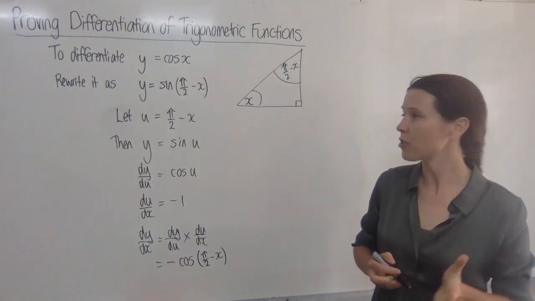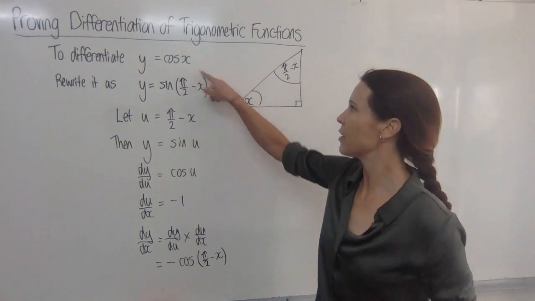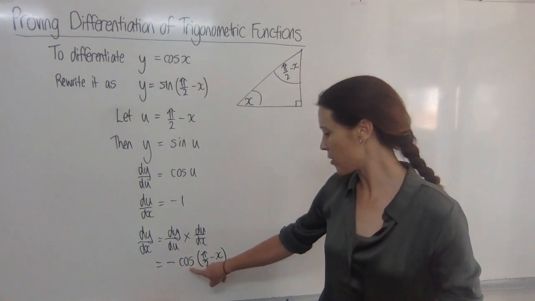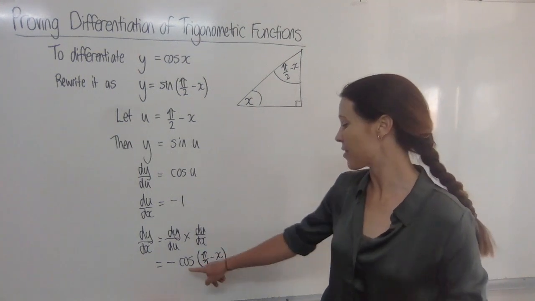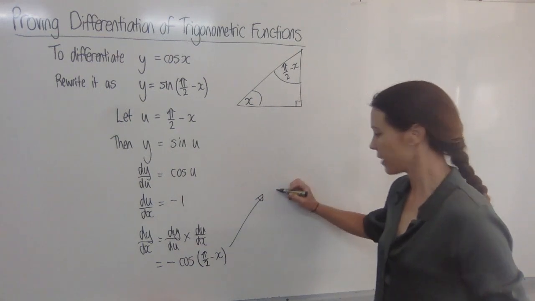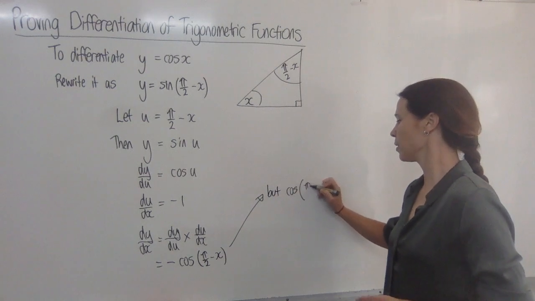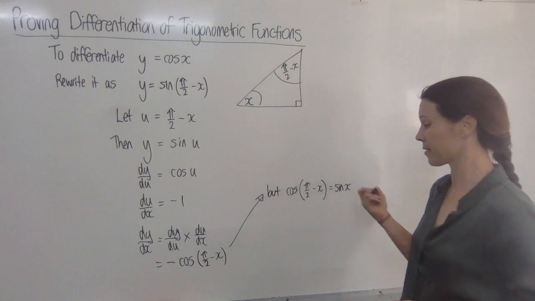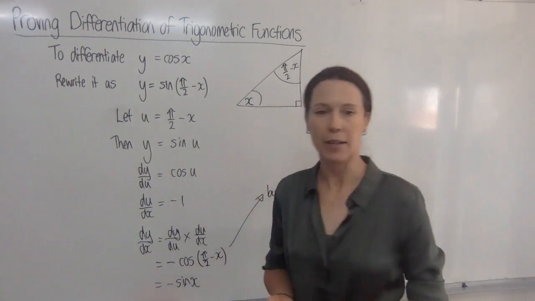And now to finish it off, we made this substitution in the beginning so that we could have a workaround for differentiating the cos of something. But here, we've ended up with the cos of pi on 2 minus x, and that's exactly the same as the sine of x. So we can make the substitution here. We can put a little explanation here if we want to, but cos of pi on 2 minus x is equal to the sine of x. So that just gives us the nice simple result of minus sine x.